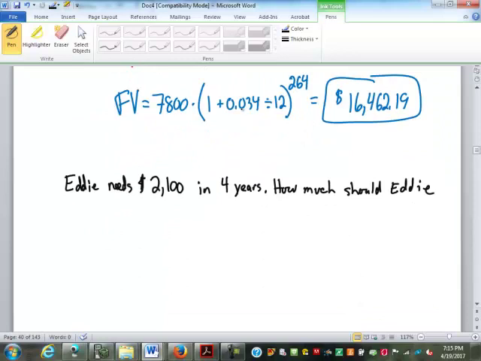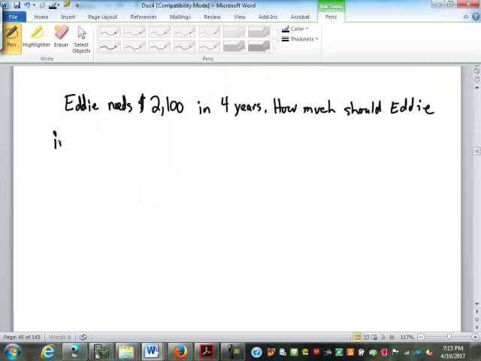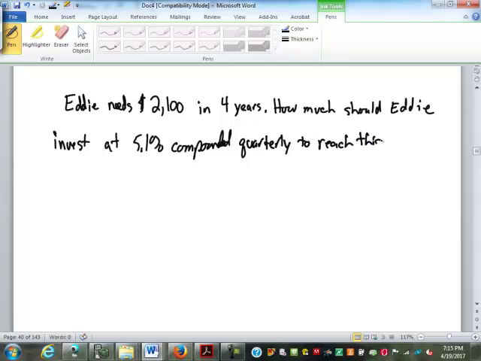Okay. Eddie needs $2,100 in 4 years. How much should Eddie invest at 5.1% compounded quarterly to reach this goal? I'll give you a minute to do that one.